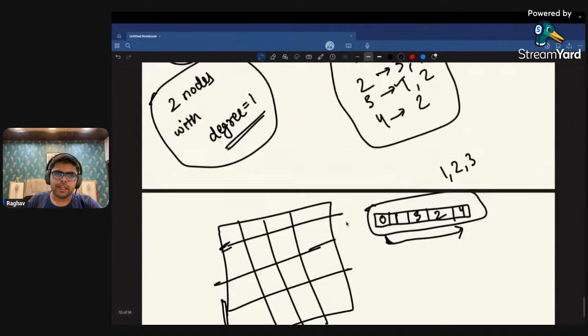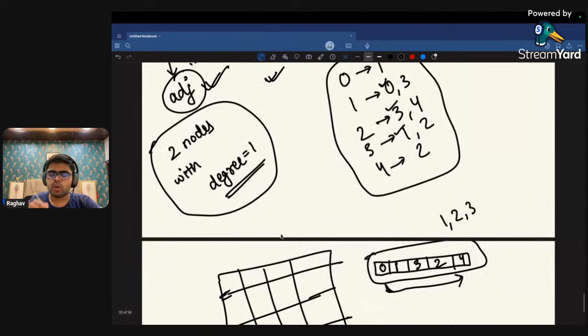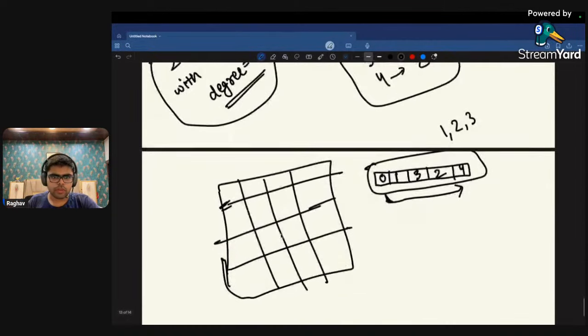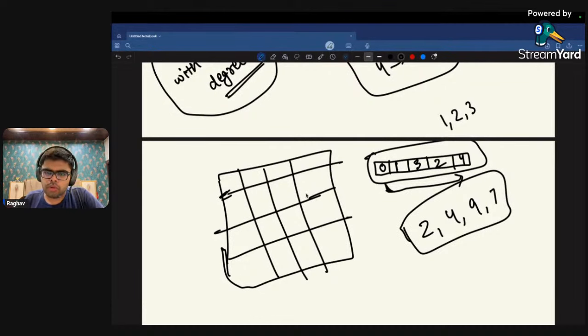So we can iterate over this adjacency list once again and find all the nodes which have degree 2. So let us say we got the 4 nodes as 2, 4, 9 and 7. Let's say these are the 4 nodes which had degree equal to 2. So you know that node 2 will be one of the corners, and then nodes 4, 9 and 7 will be the other corners. But there is a catch.